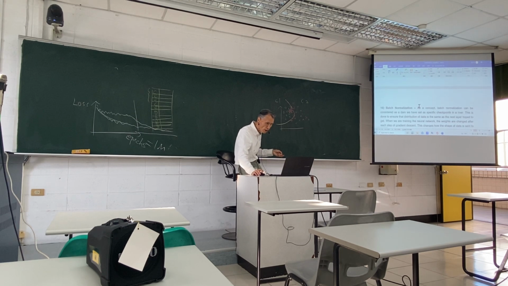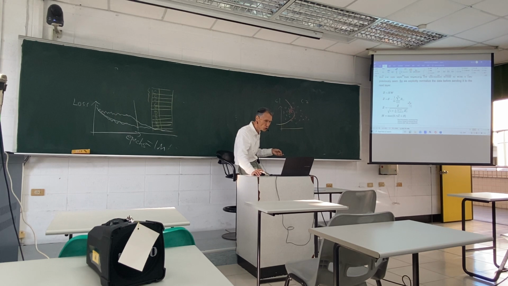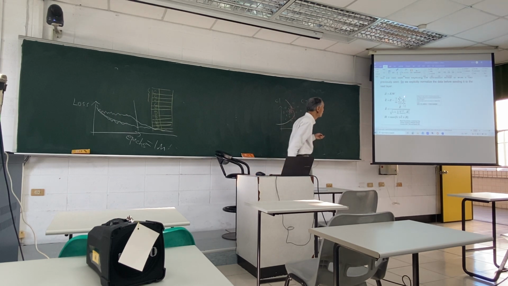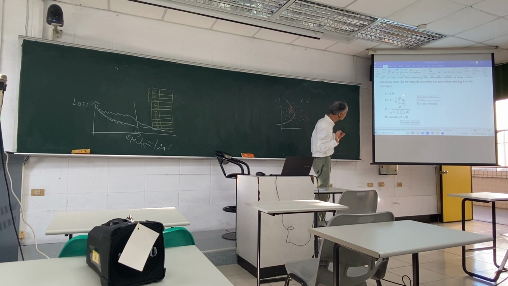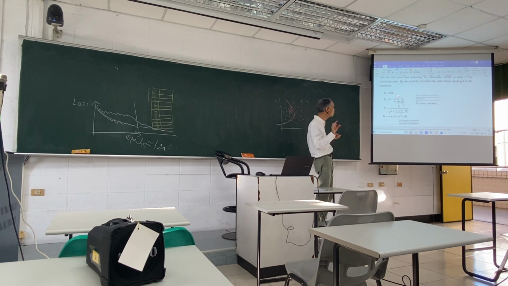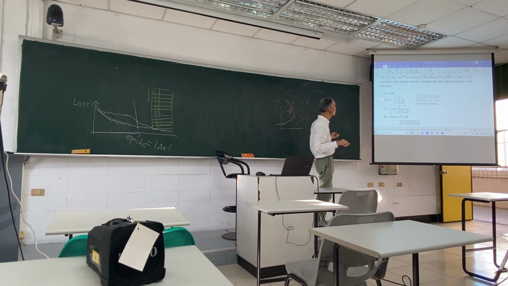Okay? Batch normalization. Here's the equation. Zi will be the sample in a batch. Suppose we have a total of m samples in the batch. So we calculate the mean. We calculate the variance.